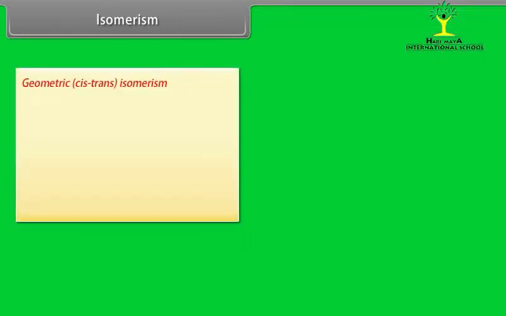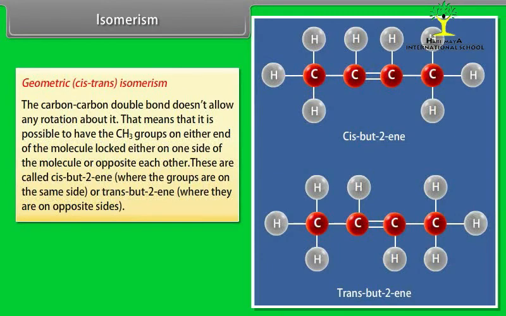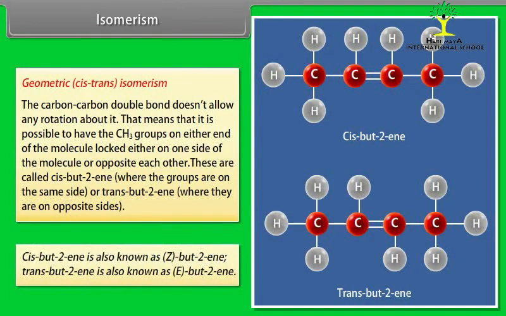Geometric cis-trans isomers. The carbon-carbon double bond doesn't allow any rotation about it. That means that it is possible to have the CH3 groups on either end of the molecule locked either on one side of the molecule or opposite each other. These are called cis-but-2-ene, where the groups are on the same side, or trans-but-2-ene, where they are on opposite sides. Cis-but-2-ene is also known as Z-but-2-ene. Trans-but-2-ene is also known as E-but-2-ene.